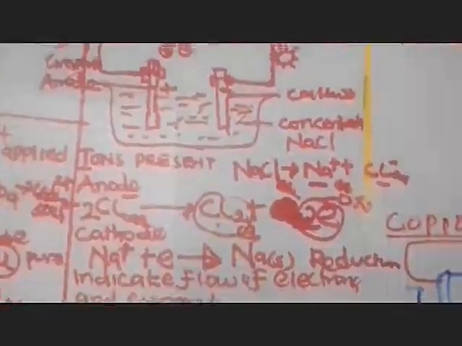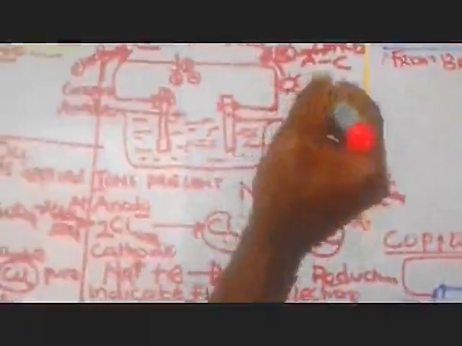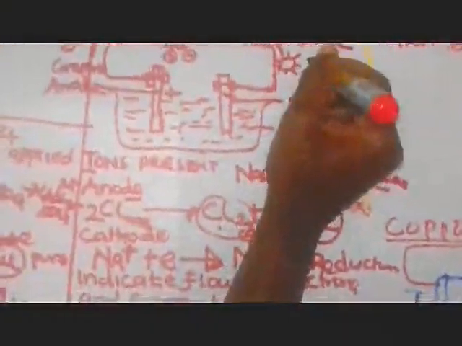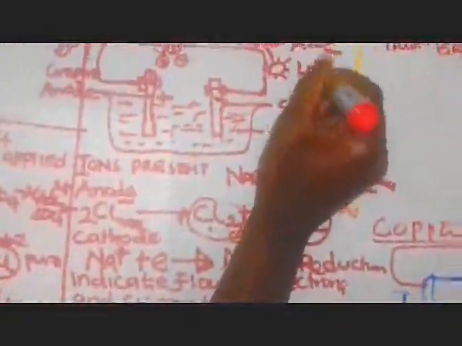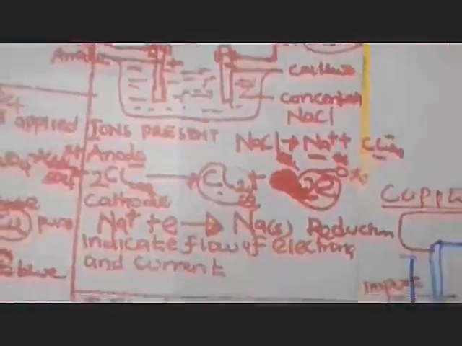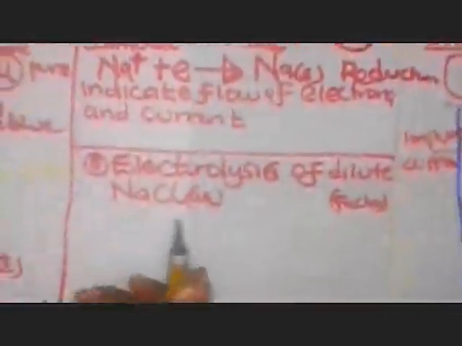As simple as that. So what happens in the bulb when you complete the circuit? This bulb is going to give off light. Meaning we have light. You complete the what? The circuit. Now from there we can move downwards to electrolysis of dilute sodium chloride.